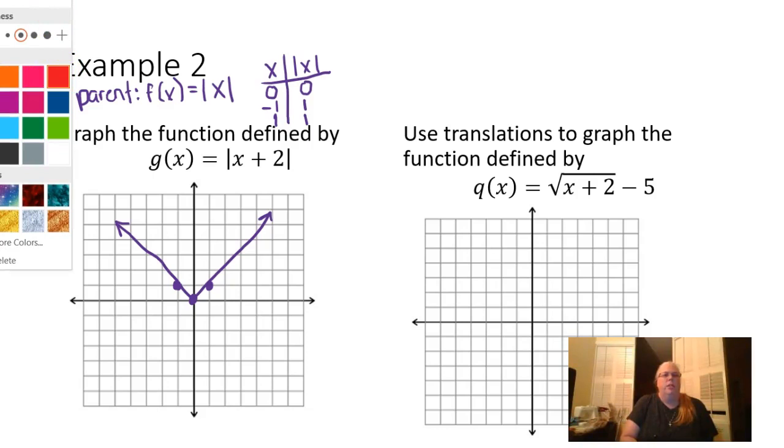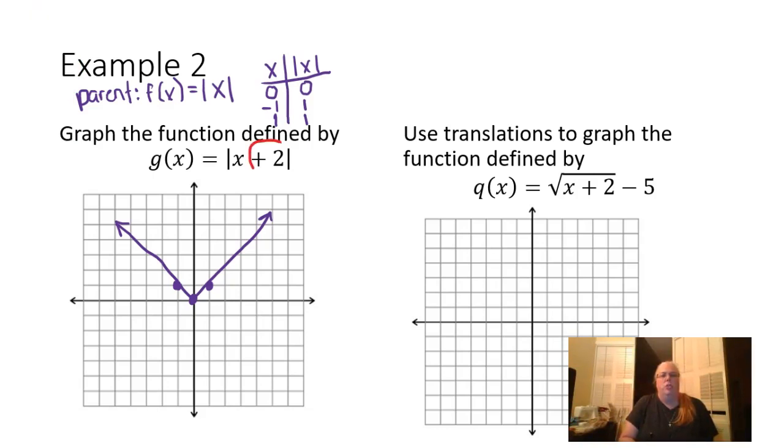Now to translate this, since this 2 is actually grouped inside the absolute value with the x, this is going to be a left-right translation. And this one is actually going to move everything to the left 2. So we're going to take each one of these points and move it to the left twice. So this point's going to go to the left here. This point's going to go to the left once, twice here. And this point's going to go to the left once, twice to here. And our new graph, our translated graph, is going to look like that one right there.